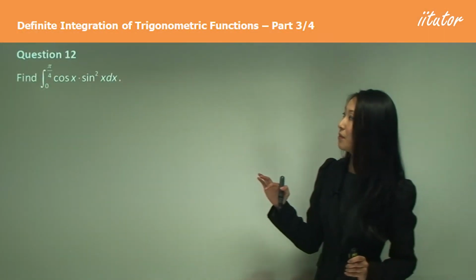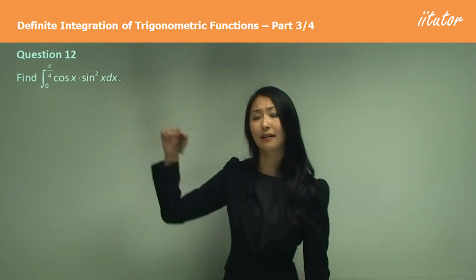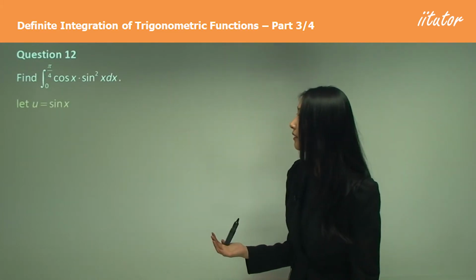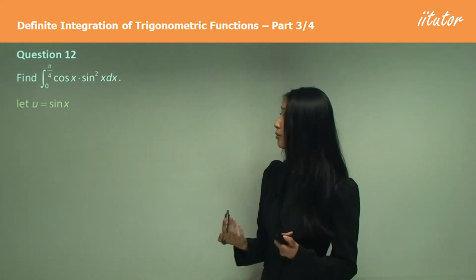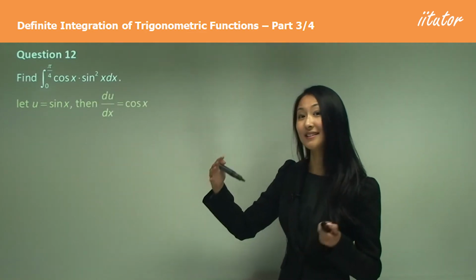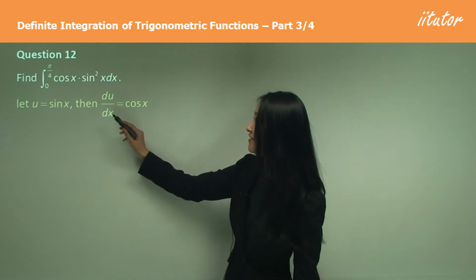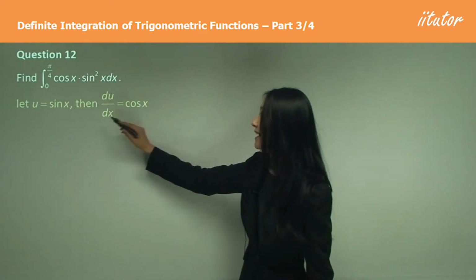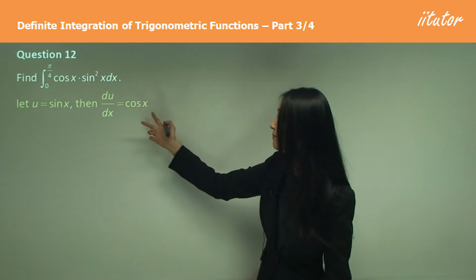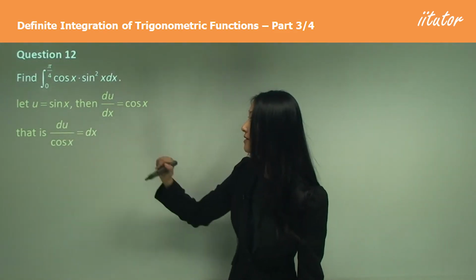So here we'll be working with both cosine and also sine as well, yeah? And we're going to let u equal to sine x. So if we let that equal to sine x, first thing we want to do is differentiate it. So differentiation of sine x, du on dx equals to cos x. Flip the two, so dx equals to du on cos x.